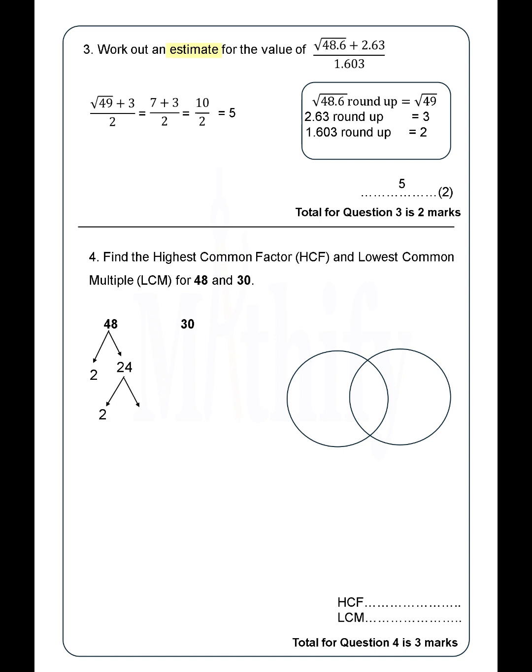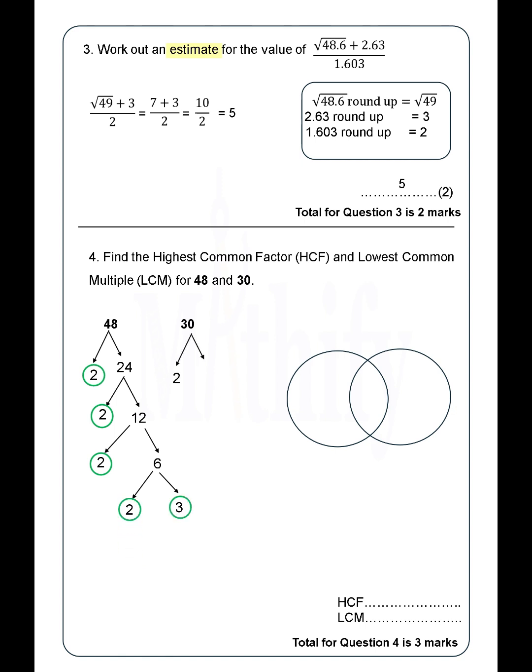24 can be split into 2 and 12. 12 can be split into 2 and 6. And 6 can be split into 2 and 3. The whole purpose of the prime factors is to circle any prime numbers. As we can see, for 48, there are 4 2's and 1 3. So these are the prime factors, and these prime factors are circled.